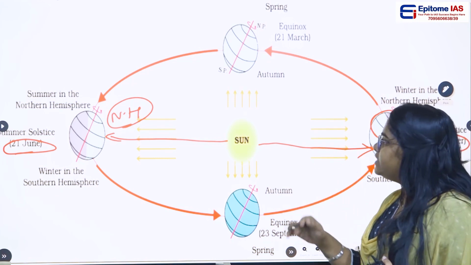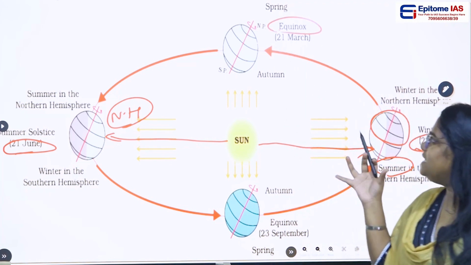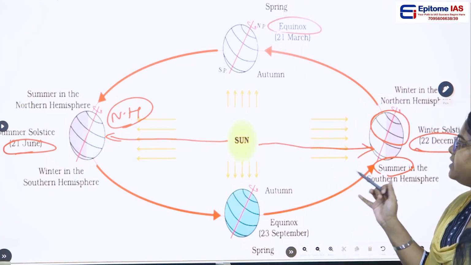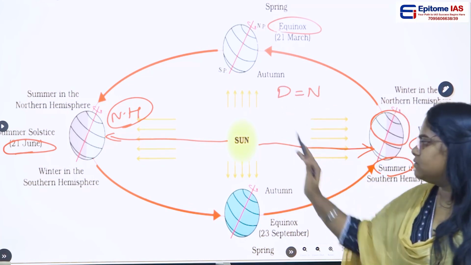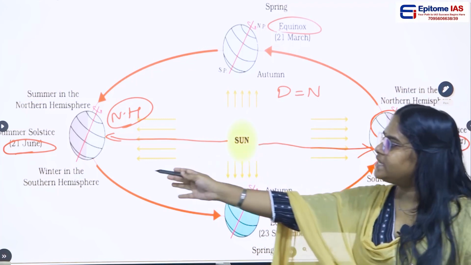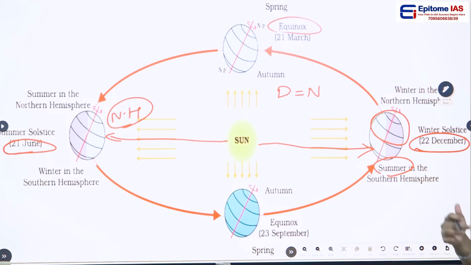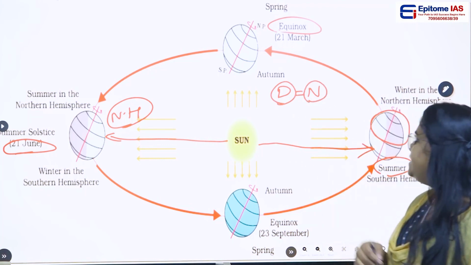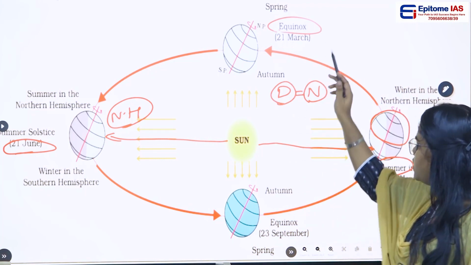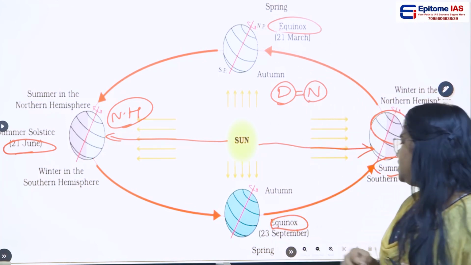And if you see, there are another two cases. We call them equinox. What is this equinox? Equinox is nothing but when we have the day and the night equal. In summer solstice, we have a longer day. In winter solstice, we have a longer night, shorter day. But in equinox, we have equal day and night. So we have two equinoxes: one is the spring equinox and the other one is the autumn equinox.